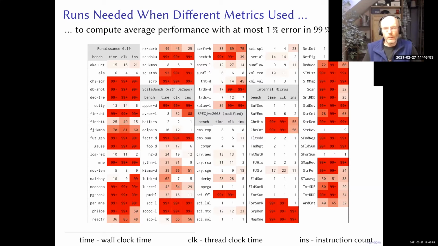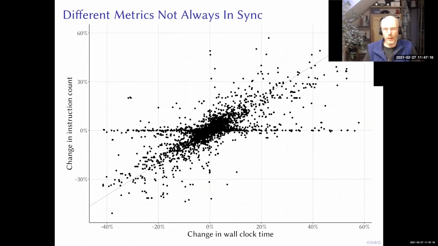Now, there's another issue, which is what if we have benchmarks where we see a change in instruction count, for example, but we don't have enough runs to confirm that change on wall clock time? Should we already report it or should we execute more measurements? There's a graph which tries to answer this again.